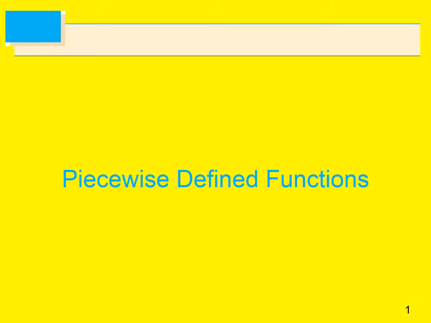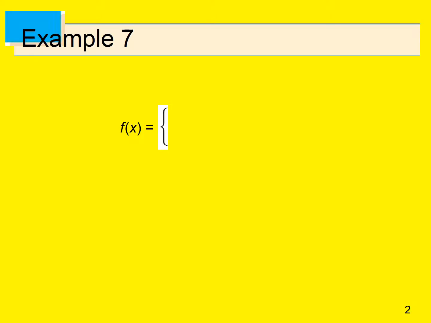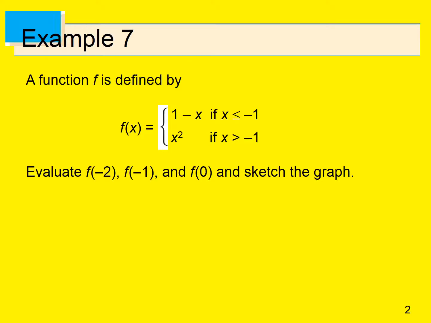Second objective, piecewise defined functions. Function f is defined by f of x equals 1 minus x if x is less than or equal to negative 1, x squared if x is greater than negative 1. Evaluate f of negative 2, f of negative 1, and f of 0, and sketch the graph.